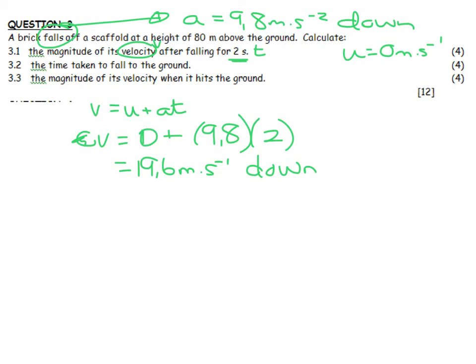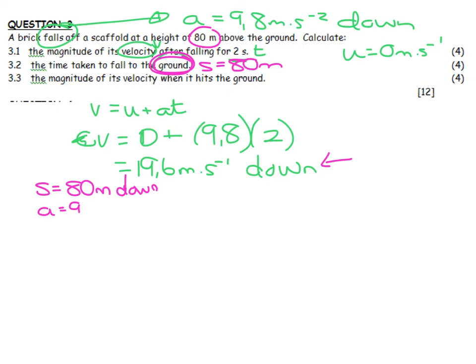What was the time taken to fall to the ground? If I'm dealing with the ground, I am now considering this full distance of 80 meters, not the 2 seconds, not this speed over here. I now need to consider the full 80 meters. So my distance is equal to 80 meters. My acceleration is 9,8 meters per second squared, down. I've got an initial velocity still of 0 meters per second, and I'm interested in time.